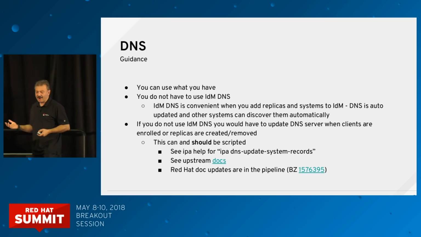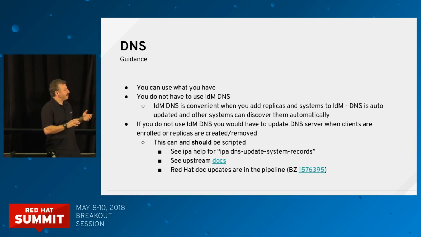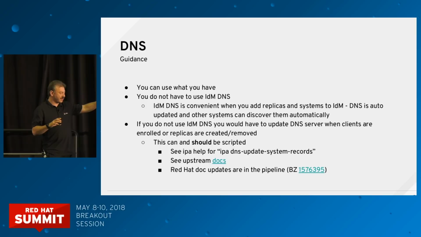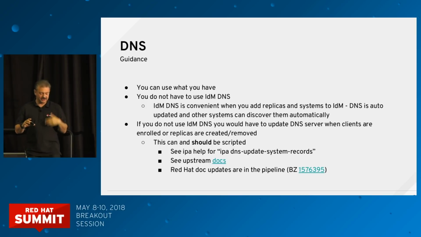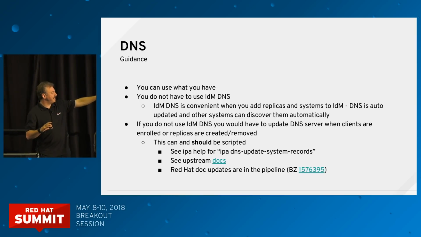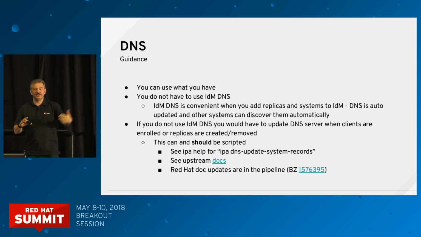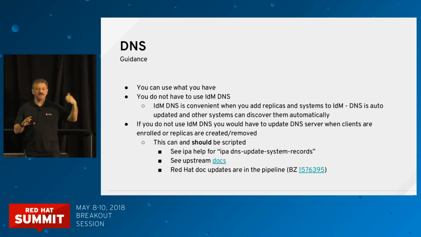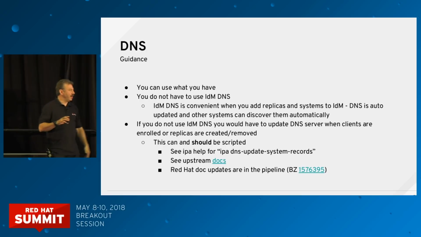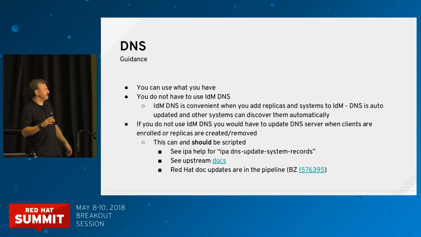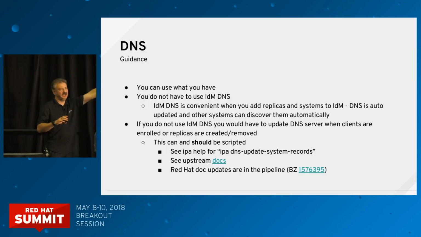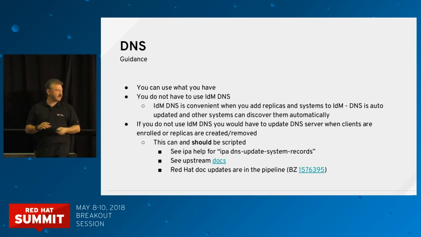So there is a way of using the system records, the SRV records generated by IDM when you install a replica. You can run the command ipa dns-update-system-records, and it will give you the system records that need to be provisioned into an external DNS server. So see the upstream docs. It's not a documented feature yet, but it is available in help for IPA and this command. So you can take a look at that.